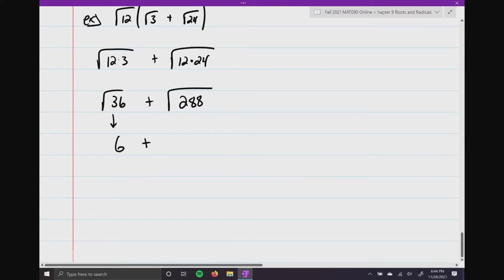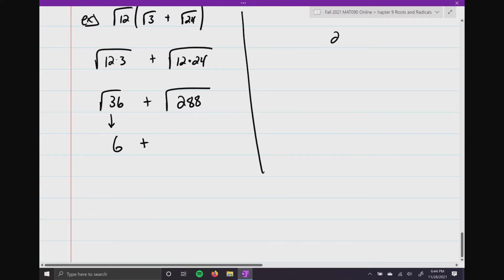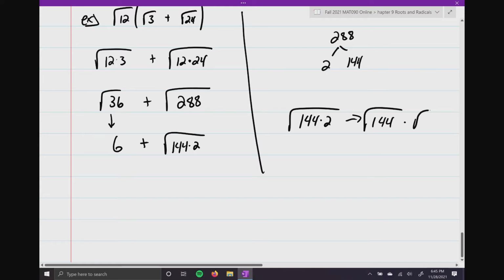So, off to the right here, I'm just going to write 288. And I'm going to find its prime factorization. It's so important that we can be able to do that. So, 2 times 144. And from here, I'm just going to stop. Because I know, and I'm going to write it underneath here, I know that I can separate the square root of 144 times the square root of 2 because the square root of 144 is 12. So this is just going to be 6 plus 12 times the square root of 2.